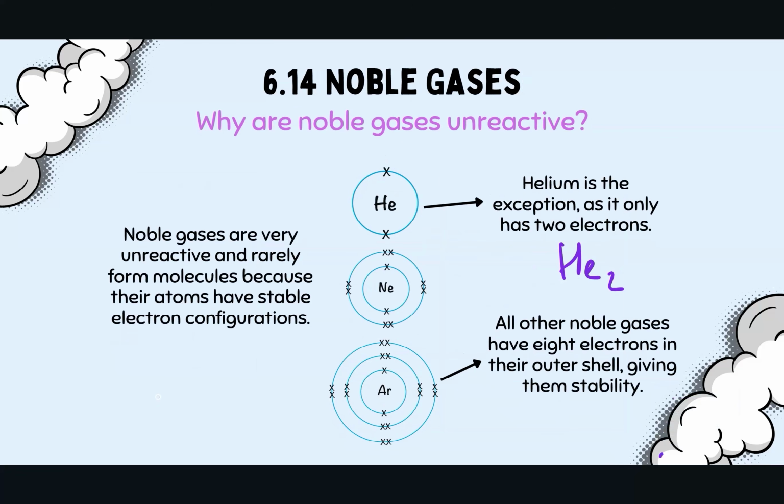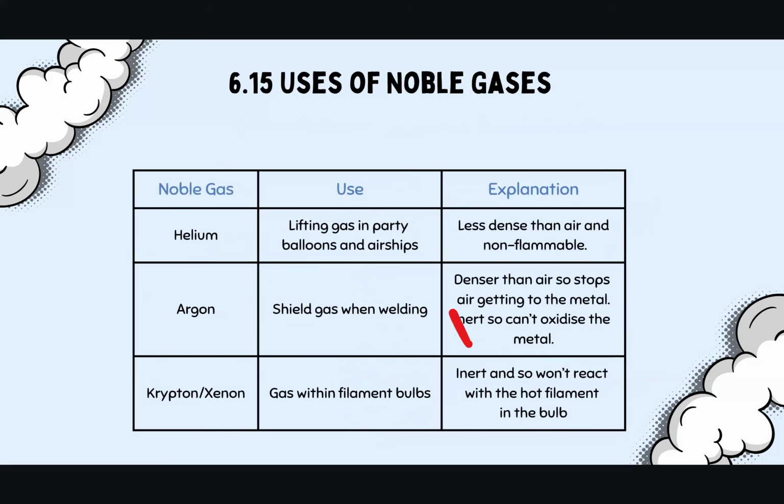Helium 2, neon 2. Because these are not very likely to be made. Now, all of the noble gases, other than helium, have 8 electrons in the outer shell. Again, giving them stability. They don't need the extra electrons.